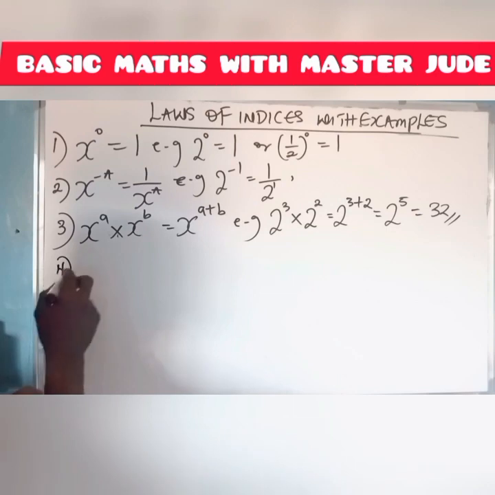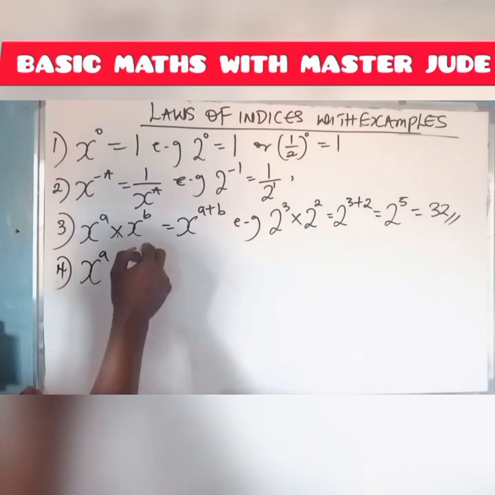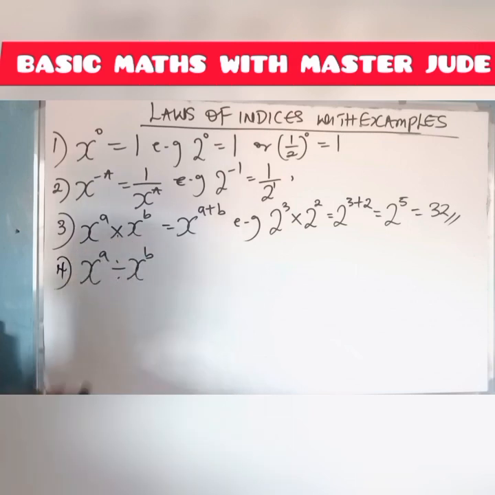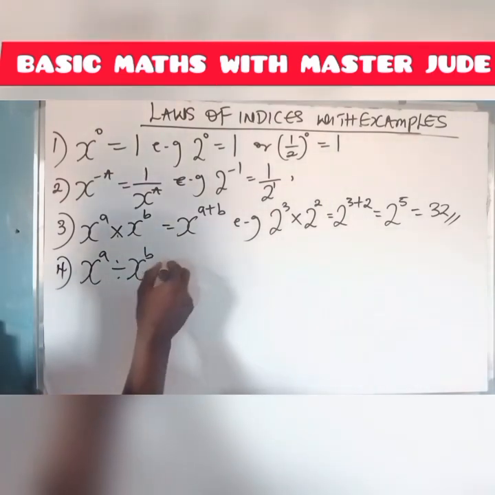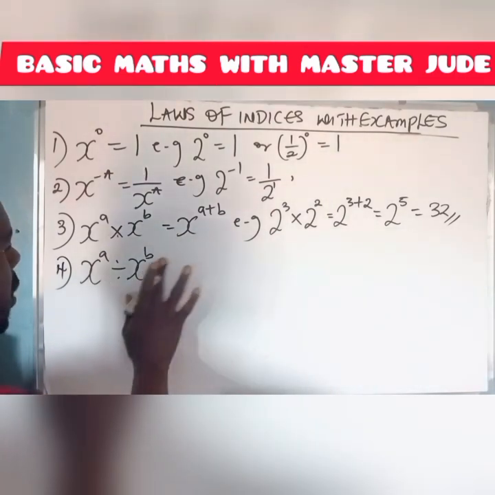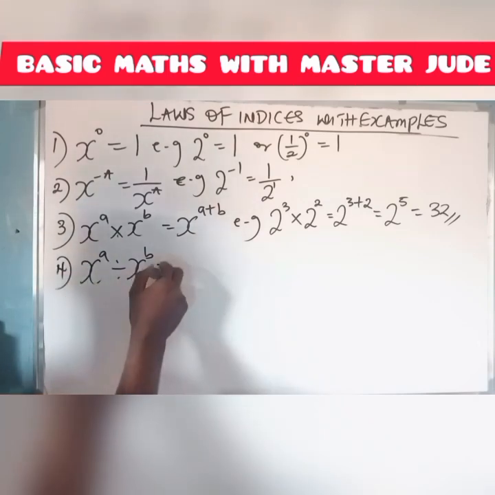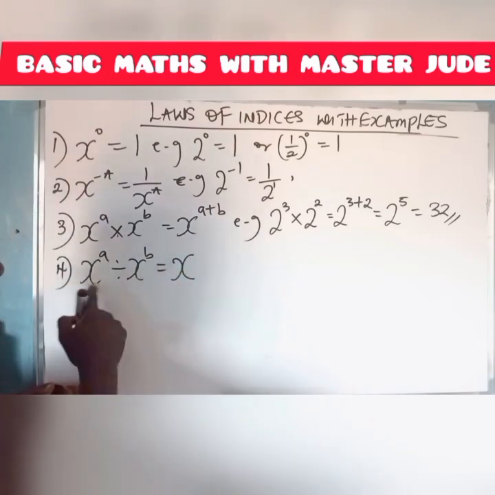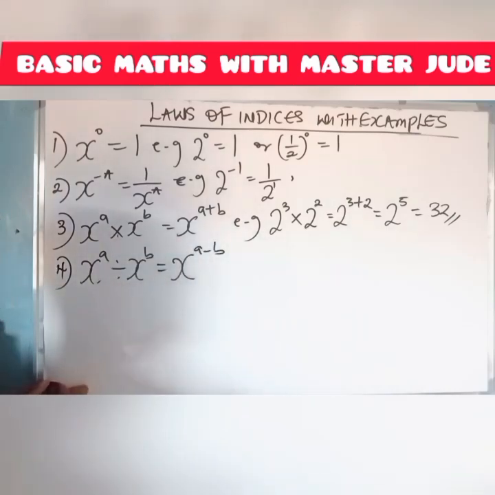Then the fourth one is the division law. x raised to the power a divided by x raised to the power b. In the division law, division is the same as subtraction so long as their base is the same. So x raised to the power a divided by x raised to the power b, since their base is the same, you pick one, then you subtract their powers.